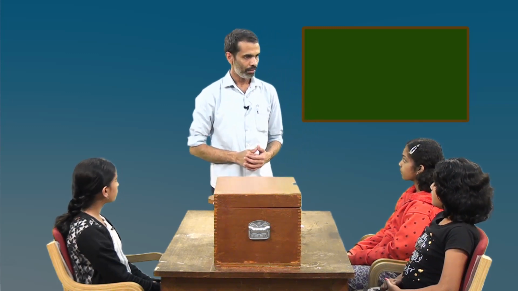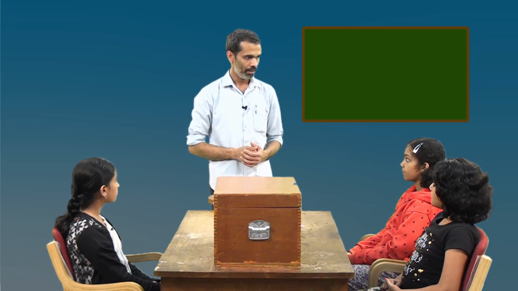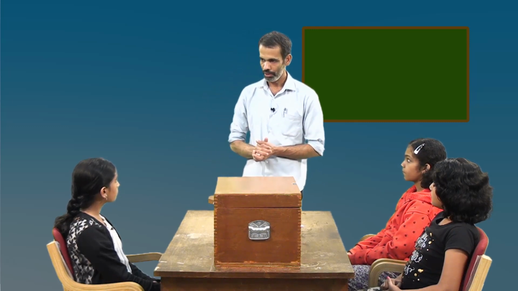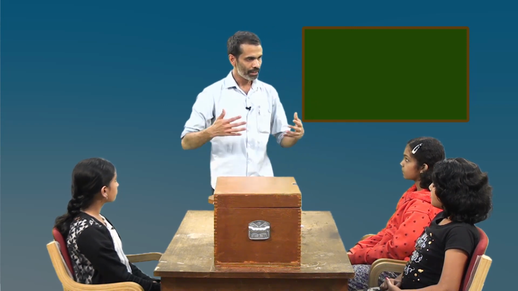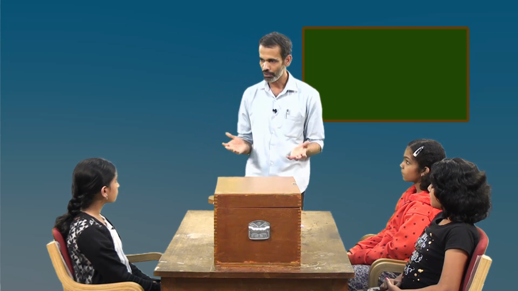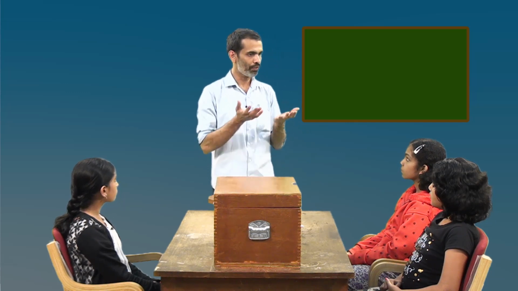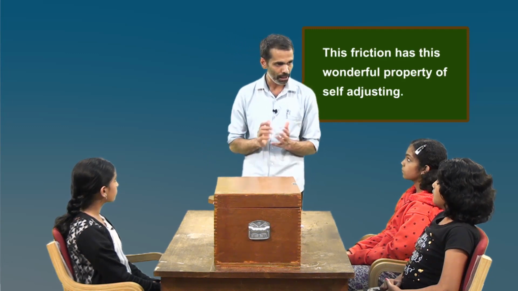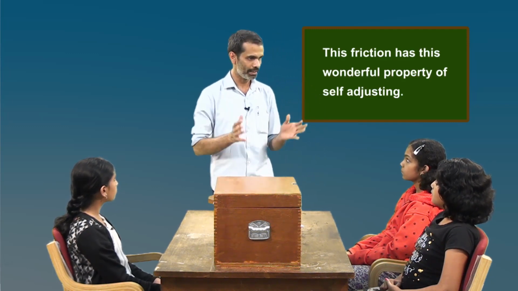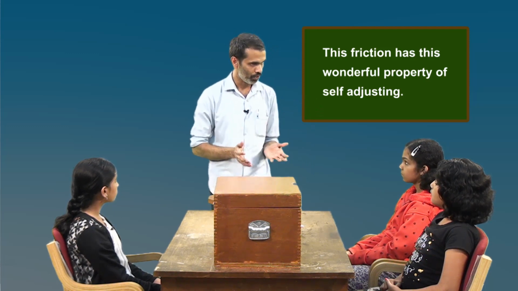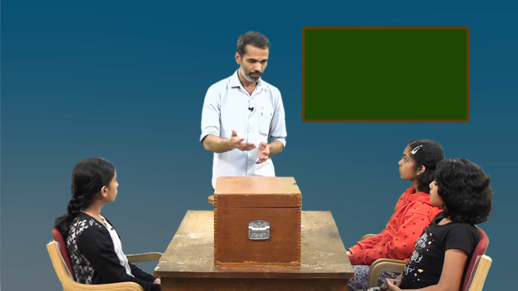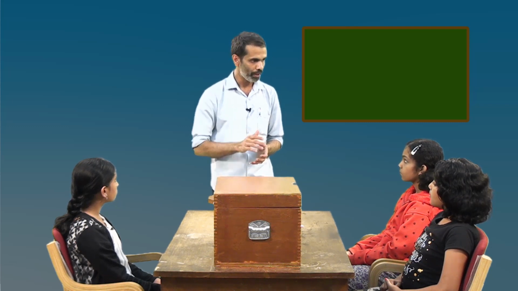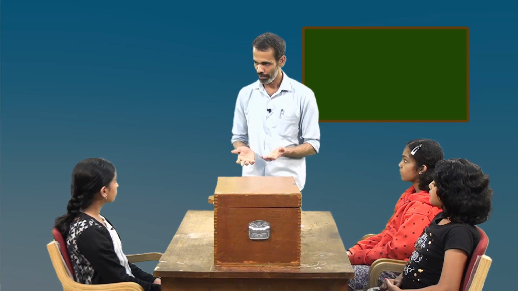Let us see what actually happens in this situation. When we apply a force, friction starts to act, and the friction is opposite to the applied force, and the total force is 0, and the object will be at rest. When I increase the force, friction also increases. This friction has a special property of self-adjusting and making the total force 0. So, whenever I apply the force, it does not move in the beginning because friction also increases.